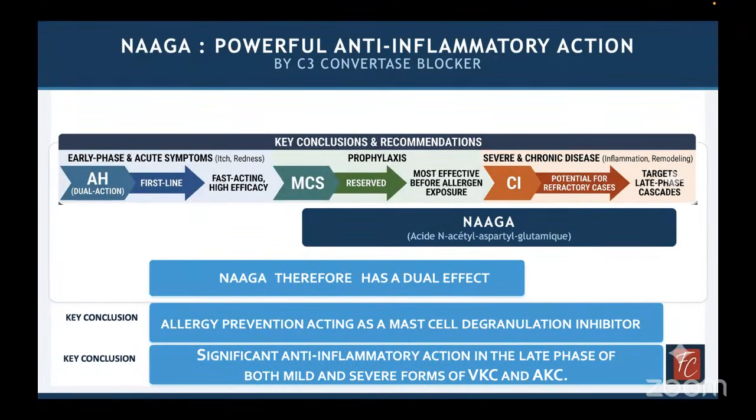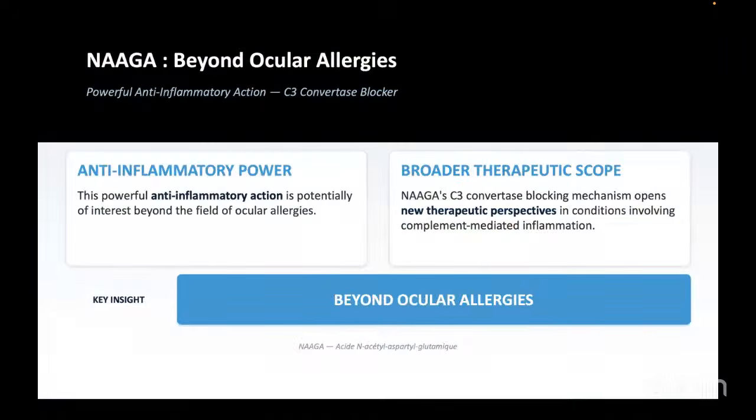Now, it's a fact that NAGA is the most powerful, and more powerful than the dual effect, because we have this mast cell stabilizer and anti-complement. The key conclusion is that it's a powerful anti-allergic and mast cell stabilizer molecule. And beyond this, now we know that NAGA is a powerful anti-inflammatory drug.